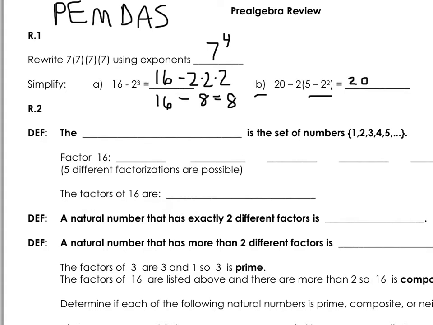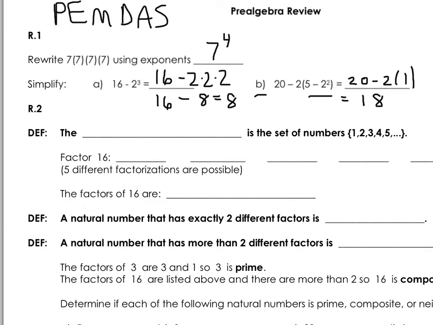So that gives us 20 minus 2 times 5 minus 2 squared. 2 squared is 2 times 2. So that's 5 minus 4, which is 1. Multiplication comes next. So 2 times 1 is 2. So 20 minus 2, and our answer is 18.